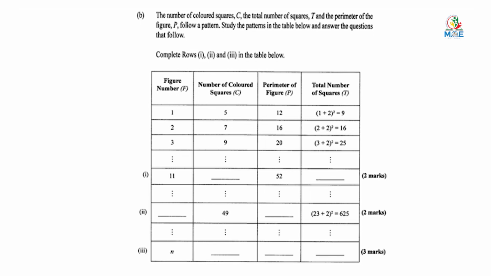Let's look at what is going on in the table to find a pattern. We have 1, 5, 12, and a formula here. Then we have 2, 7, 16, and then another formula. In the next row, we have 3, 9, 20, and then a formula. Then I skipped and got to 11. So you want to be careful. You want to look at these skips.